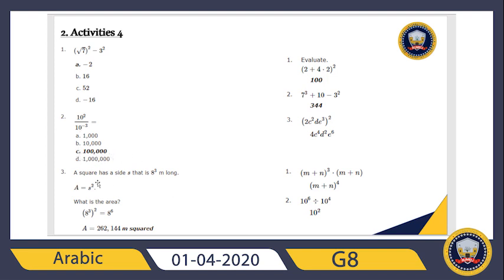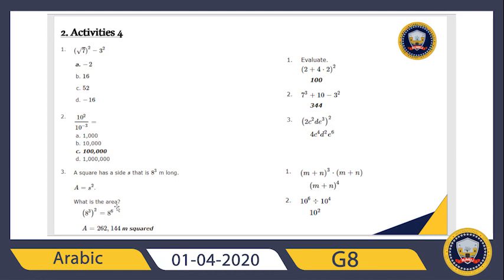Okay. A square has a side S that is 8 to the power of 3 meter long. The area of the square is S to the power of 2. What is the area of my square? What am I going to do? My S is 8 to the power of 3. I'm going to plug 8 to the power of 3 here instead of S to find the area. So area is 8 to the power of 3 all to the power of 2. Okay, which is what? 8 to the power of 2 times 3, that is 8 to the power of 6.